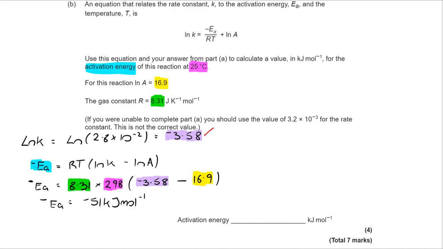And when you work that out, you will get an EA value of negative 51. Now, you've got to be really mindful not to stop at that point. They are negatives, which means that the EA value is 51 kilojoules per mole.